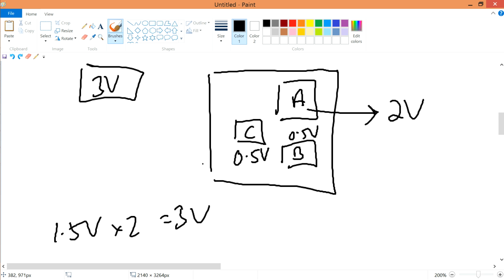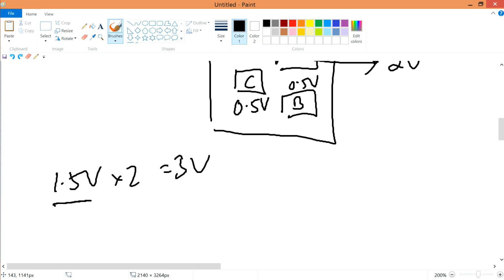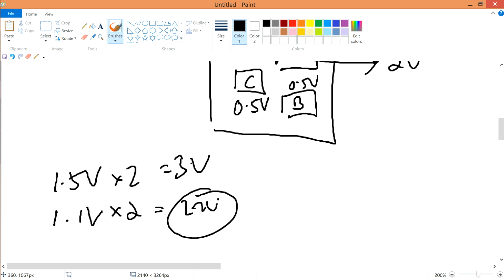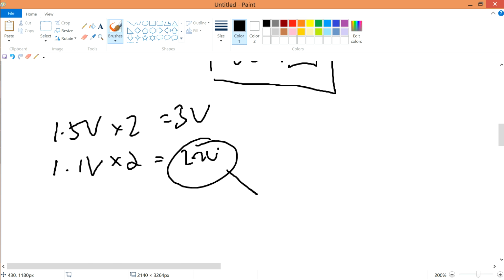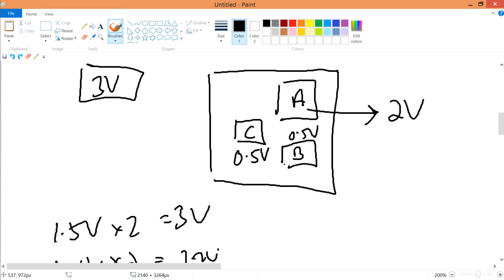And as time goes by, your battery may actually drain, right? So your 1.5 volt may drain to maybe 1.1 volt, for example. So 1.1 volt times 2, you'll get 2.2 volt. This 2.2 volt can at least power up the main component, but the rest of the components can be barely powered up. Sometimes you may have system malfunctioning because you have insufficient supply, because your power supply is getting lesser and lesser. So you need to change the battery, right?